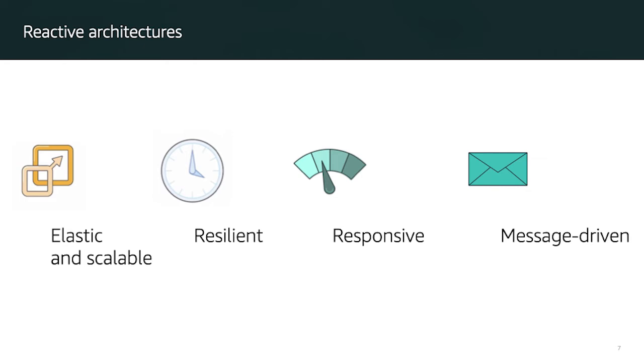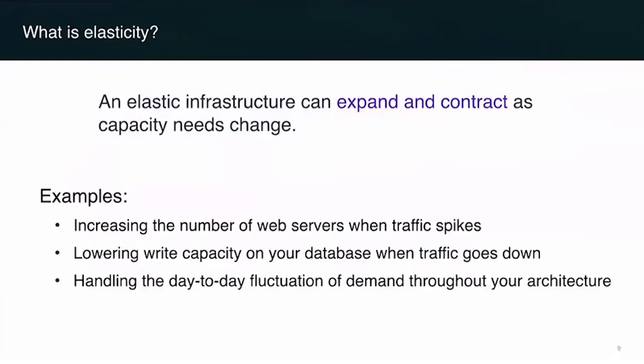So what do we mean by elasticity? An elastic infrastructure can expand and contract as capacity needs change. So you can increase the number of web servers when the traffic spikes, lower write capacity in your database when the traffic goes down, and handle the day-to-day fluctuation of demand throughout your architecture. Scaling is a technique that we use to adjust the capacity of our infrastructure dynamically without any human intervention. Normally, we have two types of scaling.